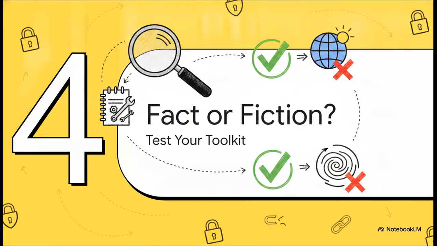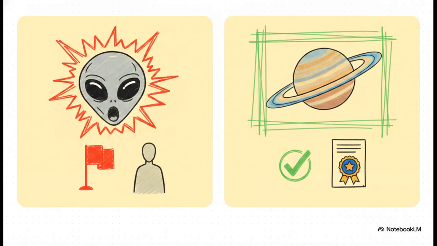Let's put this into practice. Section 4, Scenario, Fact or Fiction. All right, active case study time. You're scrolling and you see two competing claims, and you have to figure out which one is the real deal. Listen to claim A. It's screaming at you in all caps. Aliens landed. There is absolutely no author listed, and it's posted on an unknown personal blog.